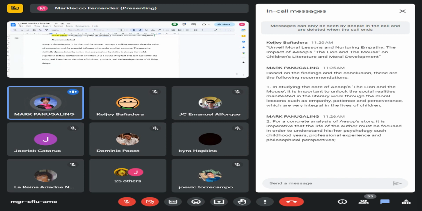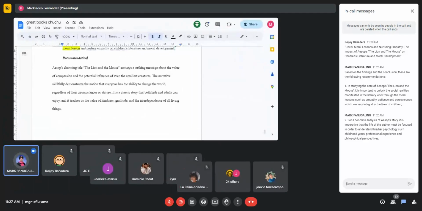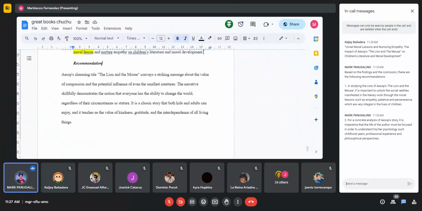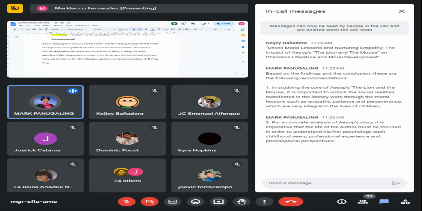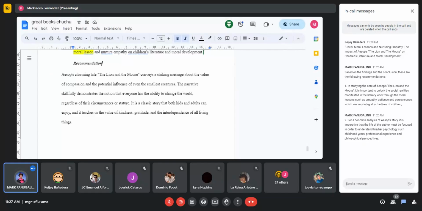So in my number 1, I said, in studying the core of Aesop's The Lion and the Mouse, it is equally important. I had it wrong. Sorry, comma must be within the quotation mark. So comma first and then quotation mark. It is important to unlock the social realities manifested in the literary work through the moral lessons such as empathy, patience, and perseverance, which are very integral in the lives of children.